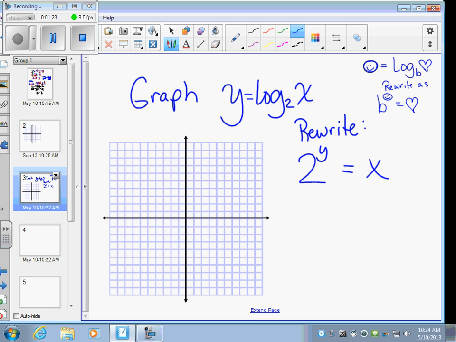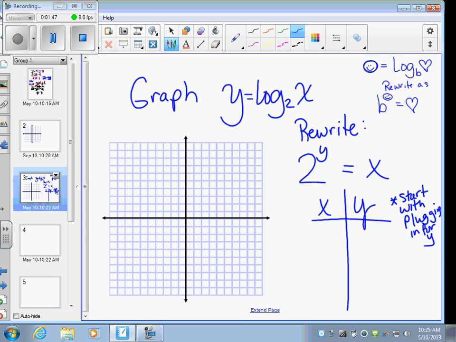And once I do that, it's easier for me to think about an xy chart. Now the difference between this xy chart and the xy charts that we've been using so far is that I'm going to start with y and then solve for x. So first I'm going to plug in stuff for y, and then I'm going to solve for x. So pick some values. How about -1, 0, 1? Now let's see what happens to x when x equals 2 to the y power. So if y is -1, 2 to the -1 is 1/2. If y equals 0, 2 to the 0 is just 1. And if y equals 1, 2 to the 1 is 2.